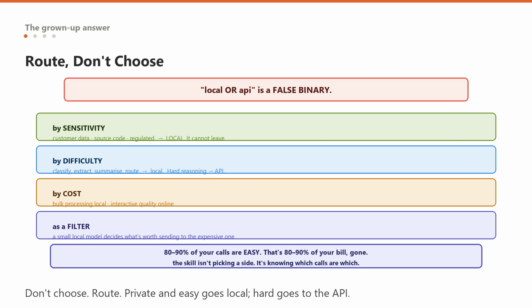And there is a lovely pattern in that. A small local model as a first-pass filter or classifier, deciding what is worth sending to an expensive model and paying for itself immediately. So the answer to should I use Ollama or an API is yes. Use the local model for what it is good at, which is more than people think, and use the API for what it is good at, which is the hard part. The engineering skill is not picking a side, it is knowing which calls are which, and that is exactly the kind of judgment an interviewer is listening for.